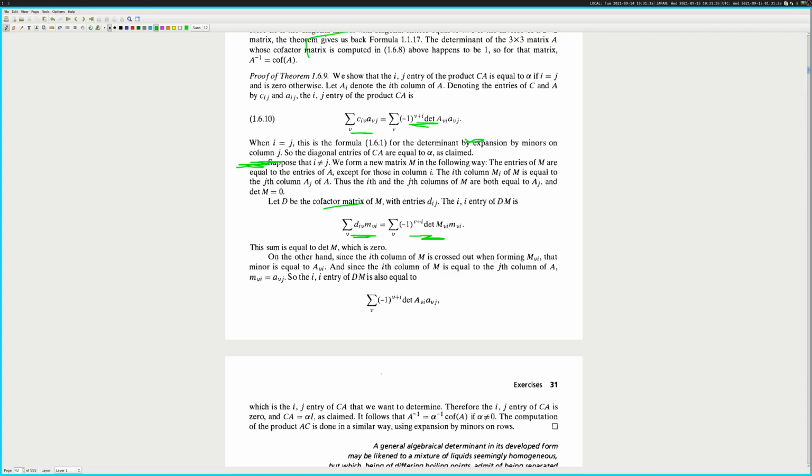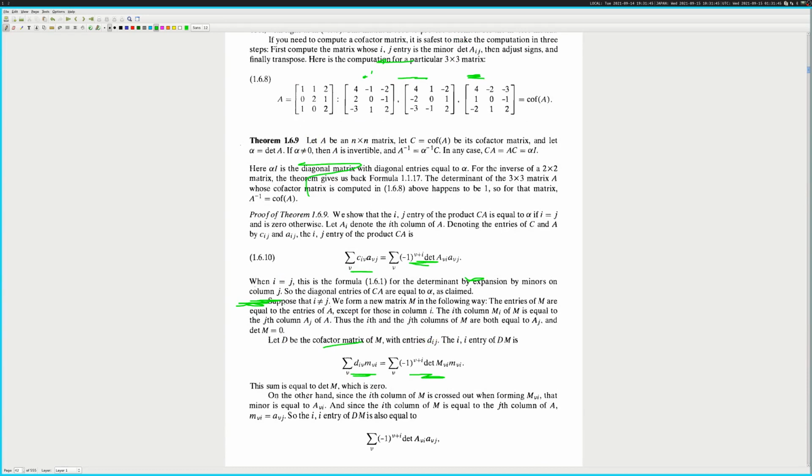I can understand he's constructing a quantity, showing that it's equal to 0, and showing that... where did D come from? Where is D? D is the cofactor matrix of M. The ii entry of DM is that, okay, I understand that. That sum is equal to the determinant of M, which is 0.